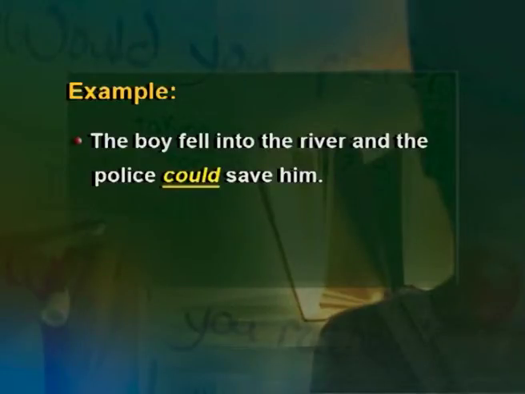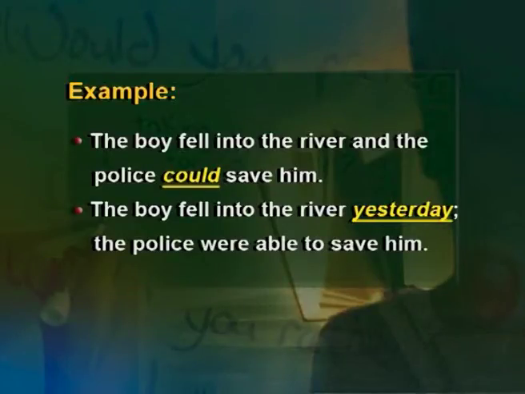The boy fell into the river and the police could save him. This is a general action. We can use could. But if we make it a specific action, then see the example. The boy fell into the river yesterday. The police were able to save him. We have to remember that could is used with only a general past action and not a specific past action.